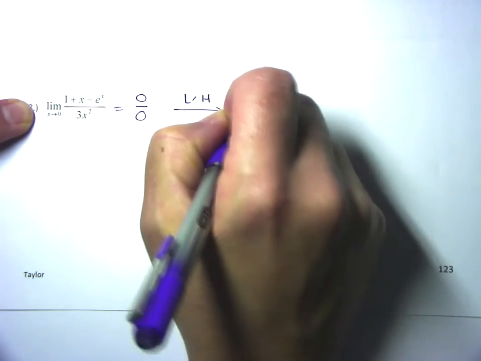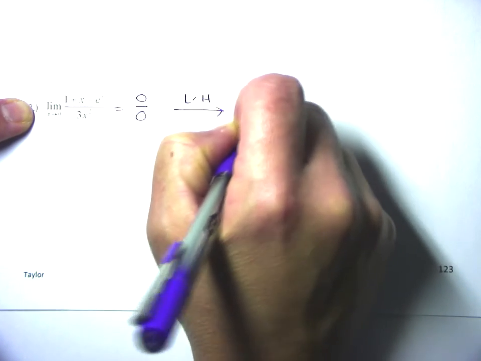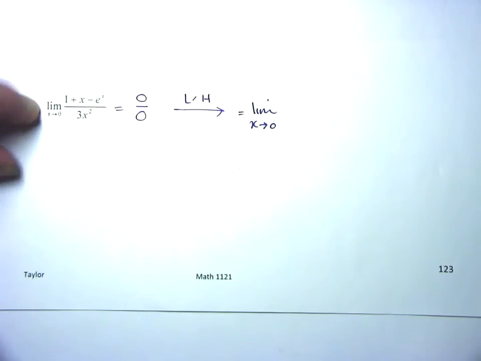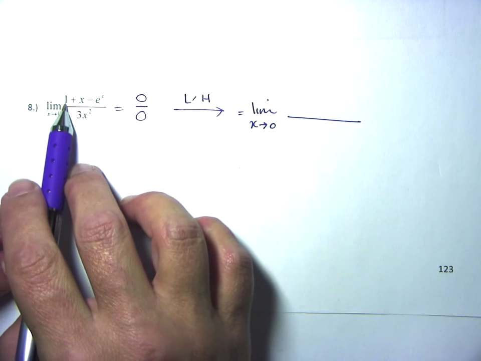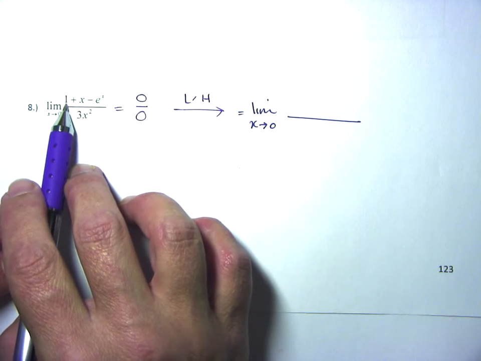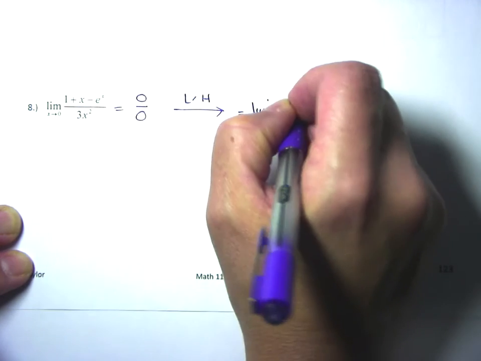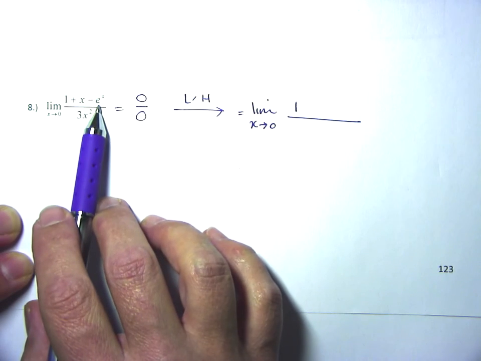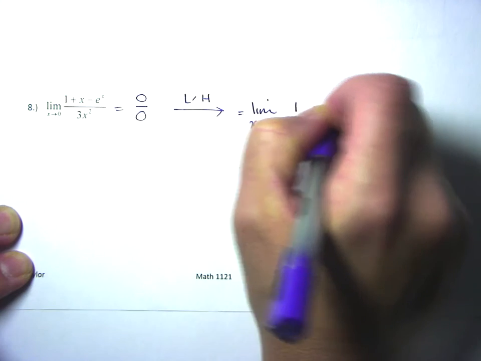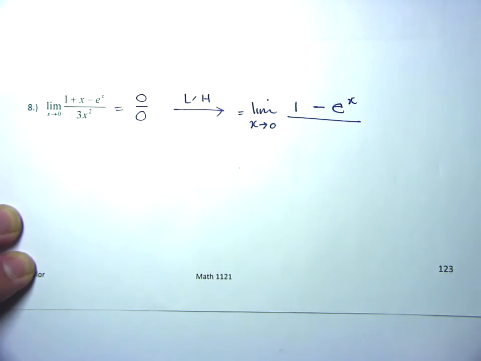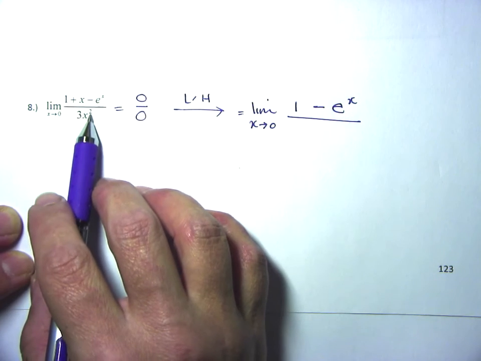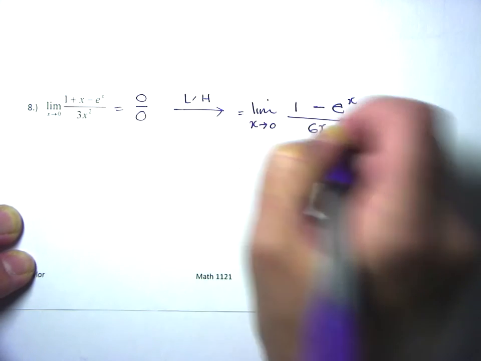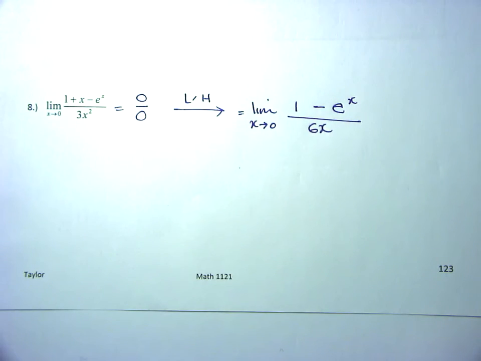So this limit will be equal to the limit as x approaches 0. And let's take the derivative of the numerator. Derivative of 1 is equal to 0. Derivative of x is equal to 1. And derivative of e raised to the power x is e to the power x. All right? In the denominator, the derivative of 3x squared is equal to 6x. Brand new problem. Let's plug in this limit again.